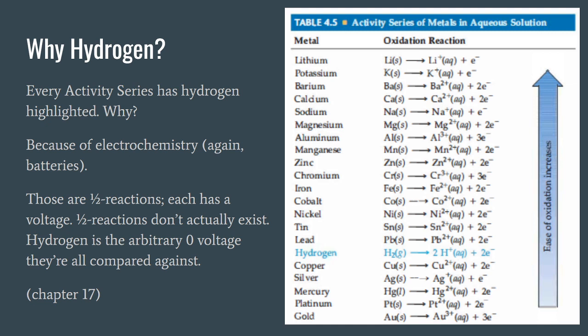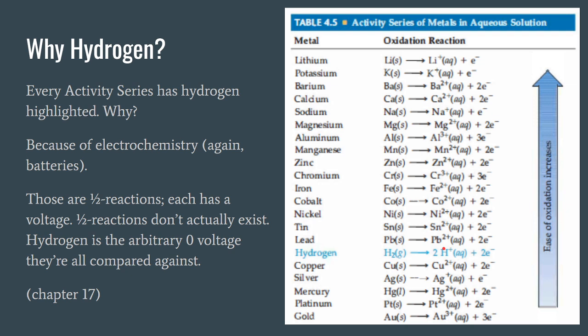Each of these written here on the right is a half reaction. We never really include electrons in our chemical reactions, only in half reactions. So each of these shows the oxidation portion of a redox reaction. Oxidation and reduction always happen together. Each of these is just the oxidation portion, and you can't have half a reaction by itself.